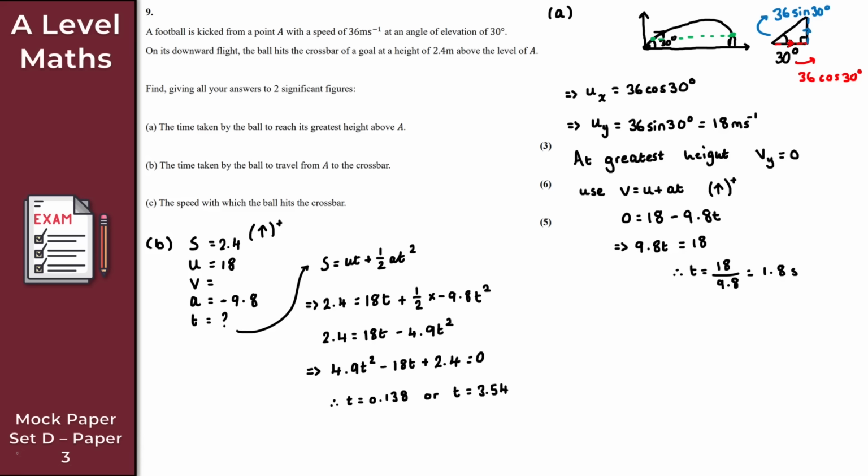So therefore, let's make sure that we give this to two significant figures. I've given it to 3 here. So the time taken is 3.5 seconds for the ball to travel from A to the crossbar there. And there we go then. So that gives us the solution to part B.